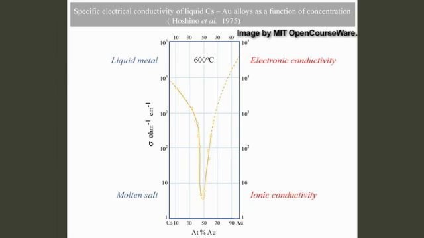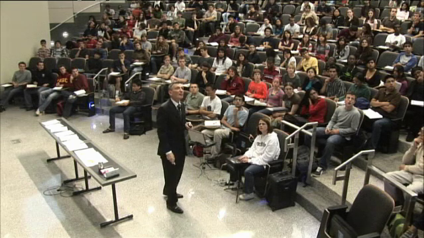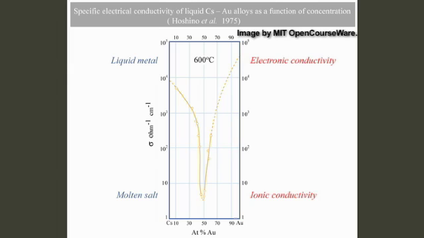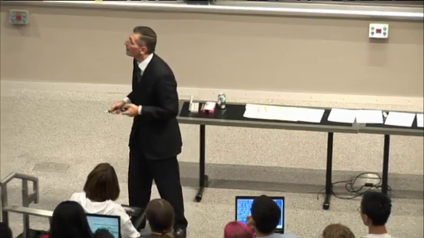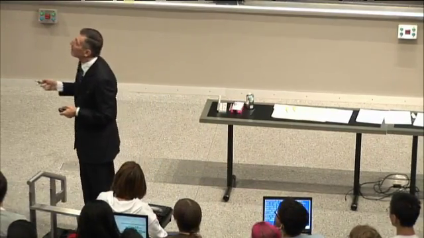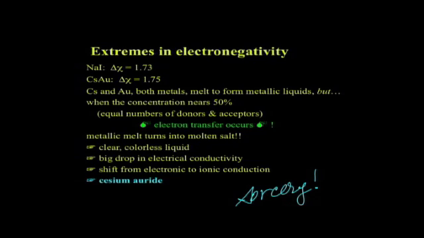But you can see this is roughly what you'd get. All right? So electronic conductivity up here at about 10 to the 4 Siemens per centimeter, reciprocal ohms. And down here, this is a very low value, ionic conductivity. So this is a liquid metal, and this is a molten salt. And it all happens just when you get very, very close to 50-50. So you end up with something called cesium auride.